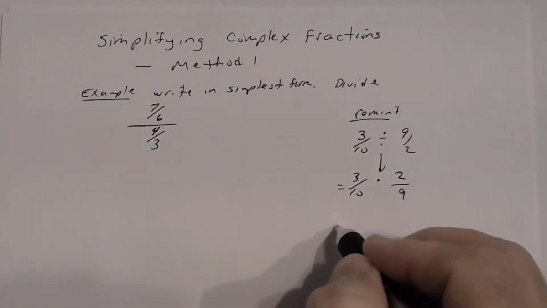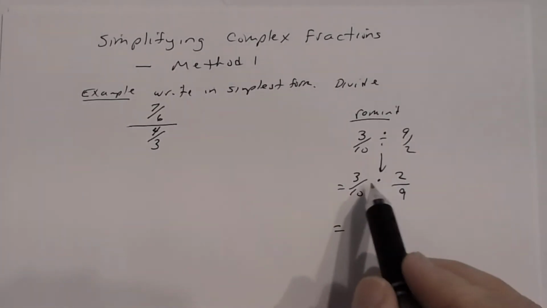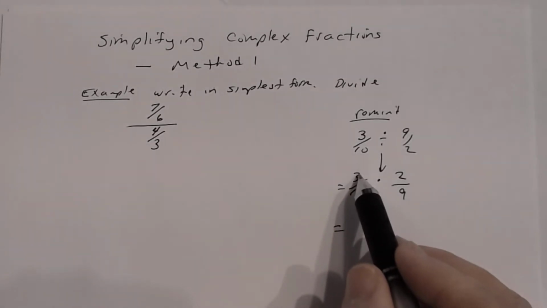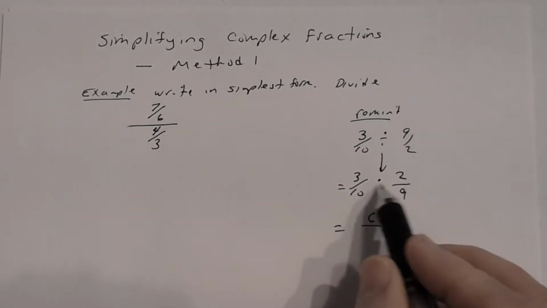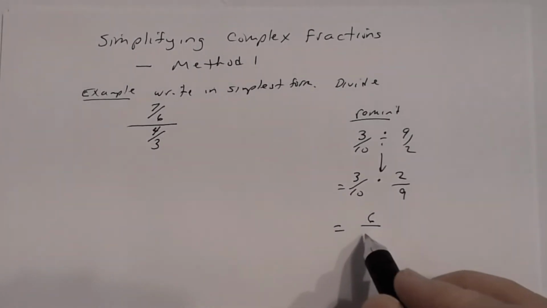Okay? Now, here's what some people are going to do. So some people are going to go ahead and multiply. They're going to say, well, I'm going to multiply the numerators together. 3 times 2 is 6. And I'm going to multiply the denominators together. 10 times 9 is 90.